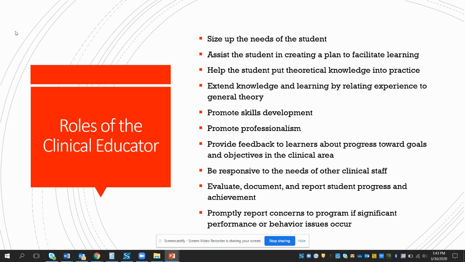Be responsive to the needs of other clinical staff, so don't just completely cut off your partner or your other crew members. You're still here as the lead provider. You want to evaluate, document, and report student progress and achievement. Don't be afraid to send those emails to the instructors, to clinical coordinators, and just say, hey, this student did a great job today.